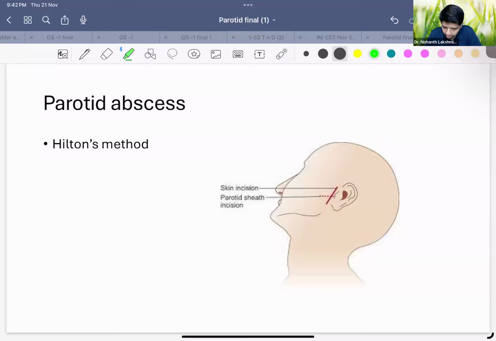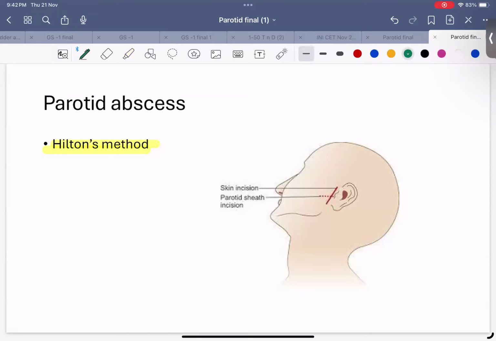Last slide is on parotid abscess. First years, can you tell me what is Hilton's method? Samir and Anas. Are you guys there? Go on, Samir. Sir, where major blood vessels and nerves will be there, we use the Hilton's method, sir. What is it? What do you mean by Hilton's method? It's as simple as that.